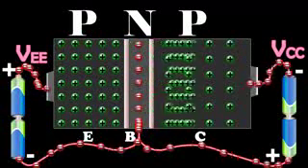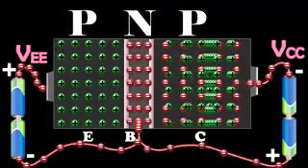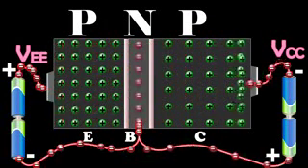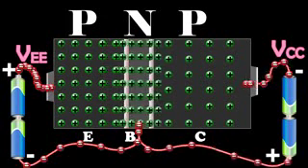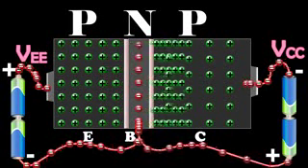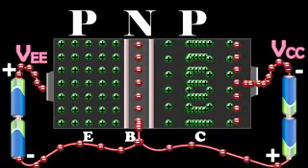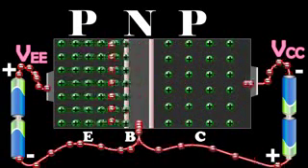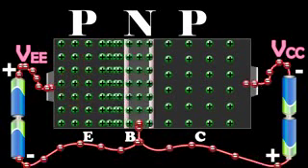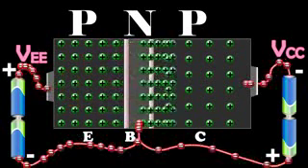The flow of holes from the emitter to the base gives rise to emitter current IE. In the emitter, IE is due to the flow of holes. But in the external circuit, the current is due to the flow of electrons from the emitter to the positive terminal of the battery, VEE.